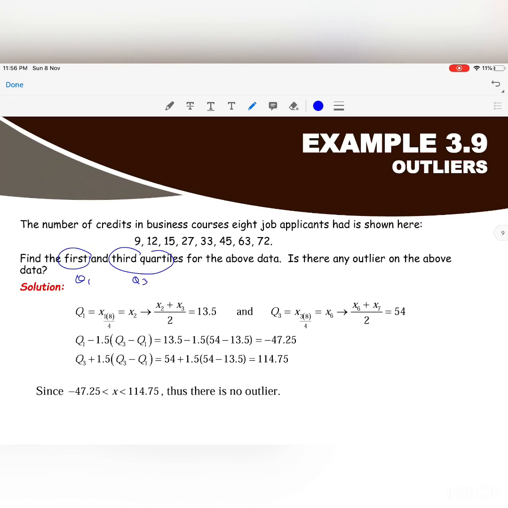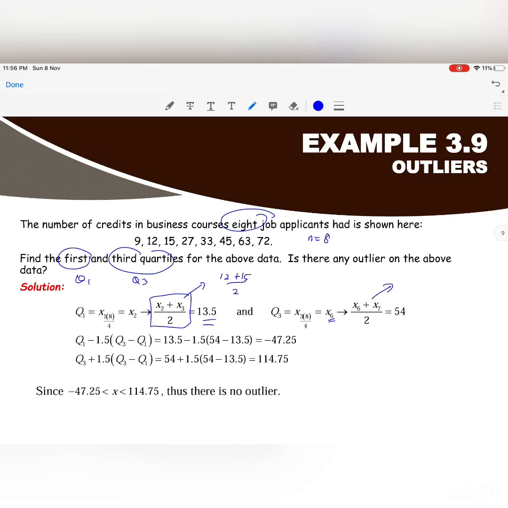So Q1 is X1 times 8. Why 8? Because we have 8 data, so N equal to 8 here. So 1 times 8 divided by 4, we get 2, because this is a whole number. We need to use this formula: X2 plus X3 divided by 2. So the second data, this is actually 12 plus 15 divided by 2. Then we get 13.5.